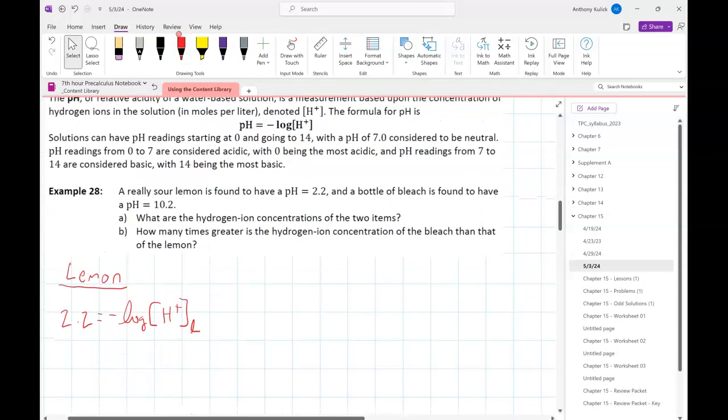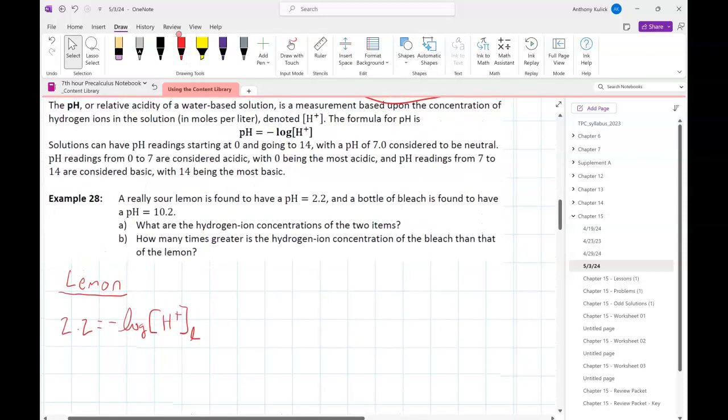All right, so I want to solve for that H plus. What should I do first in this equation in order to solve for that H plus? I'm now looking for participation again. What should I do first to solve this equation for H plus? Get it by itself. Good. So the first thing I should do to get it by itself is?